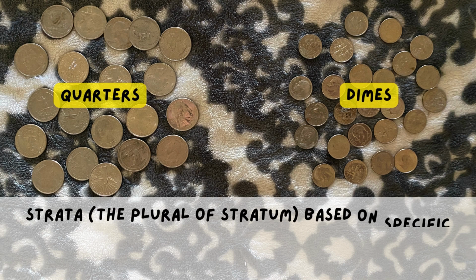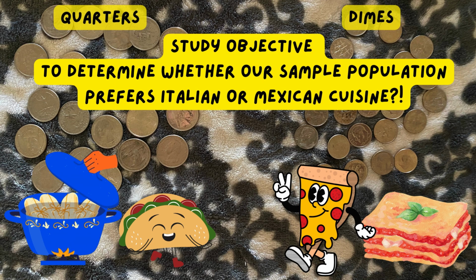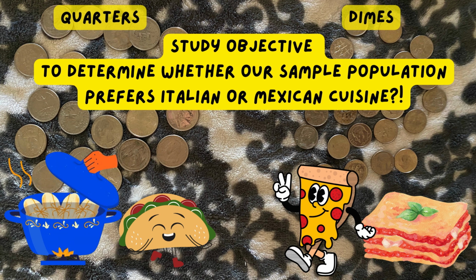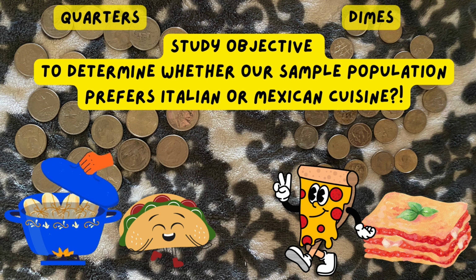Here, strata, which is basically the plural of stratum, is based on specific characteristics, which would be race, gender identity, location, sex, etc. I'm using the example of quarters for one group and dimes for the second group. The objective is to determine whether our sample population prefers Italian or Mexican cuisine, so whether they prefer pizza and lasagna or tacos and tamales, using the quarters and dimes as my representative example.